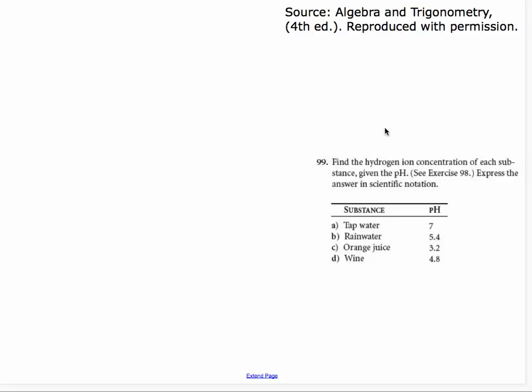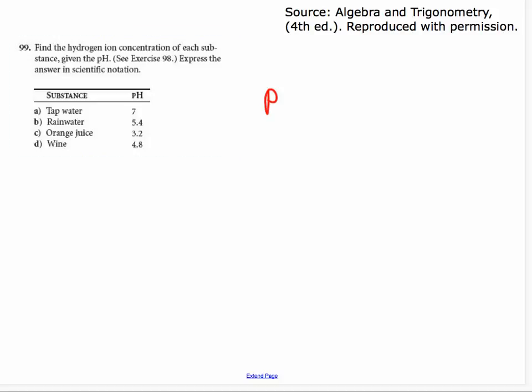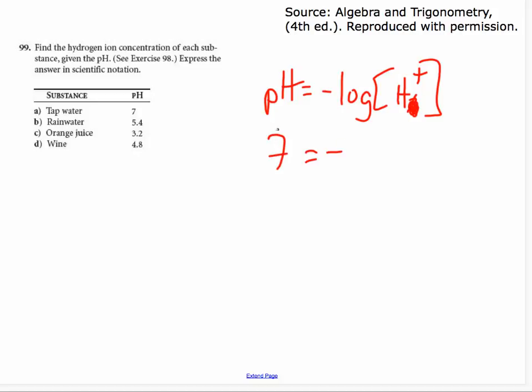The next question had to do with using a log and using a formula to determine this. It says find the hydrogen ion concentration of each substance given the pH. So my formula is pH equals negative log of the hydronium or hydrogen ion concentration. In chemistry we often use hydronium, but H plus is good. So this time they give us the pH though. So for example, for this one they give me the pH of 7 and they want to know this. So negative log of hydrogen ion concentration.